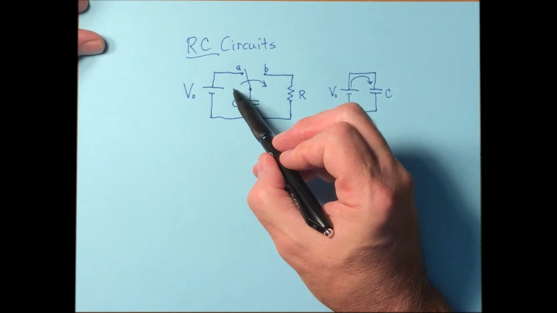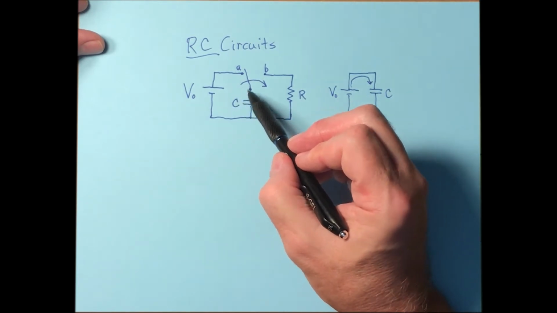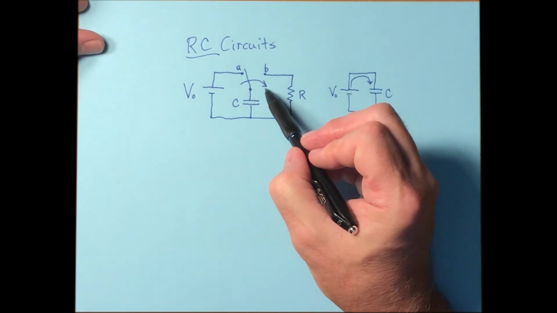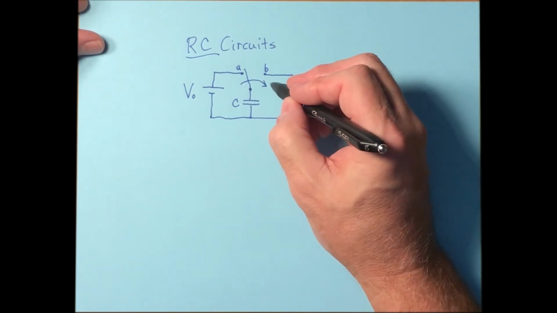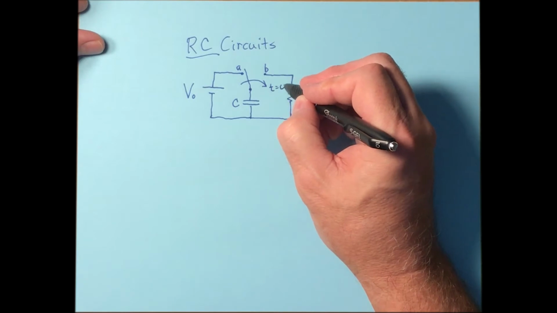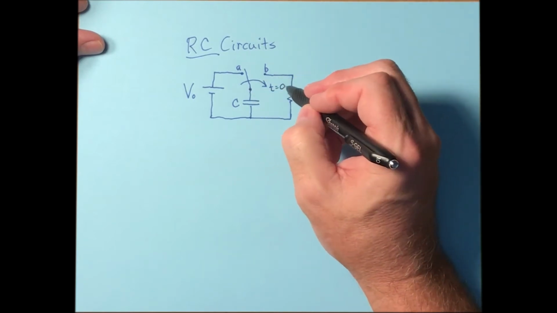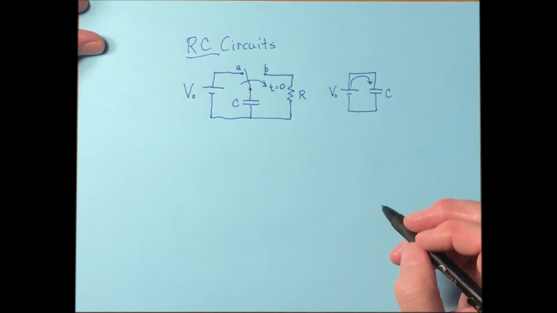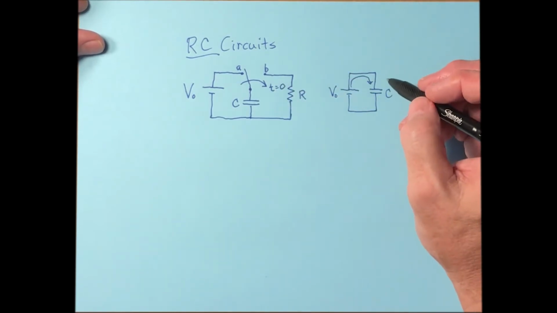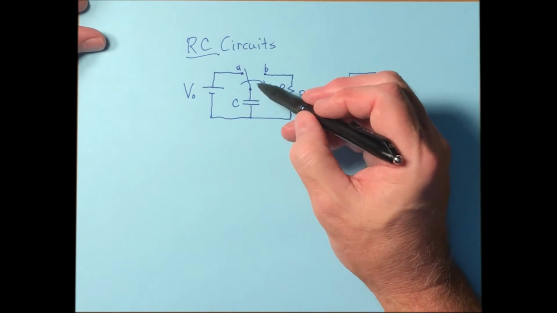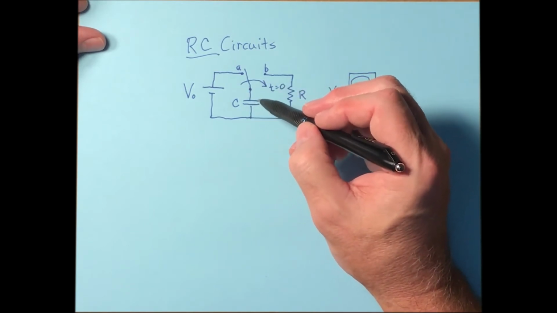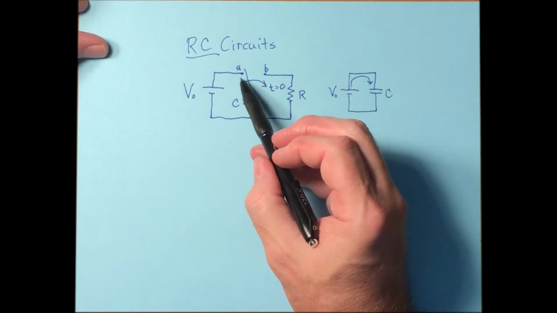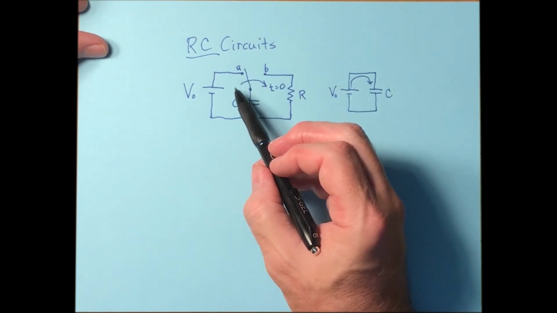And when it's over in the A position, let's say it's been there long enough for this capacitor to become fully charged, then we flip it over into the B position. And let's say we do that at t equals 0. So we've set our stopwatch at t equals 0, and we flip that exactly at t equals 0. Okay, well, when we do that, this capacitor has some charge already on it. Now, how much charge does it have? Well, whatever charge was built up when it was back in the A position.